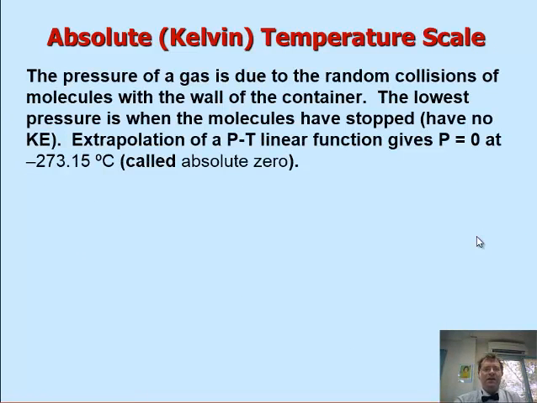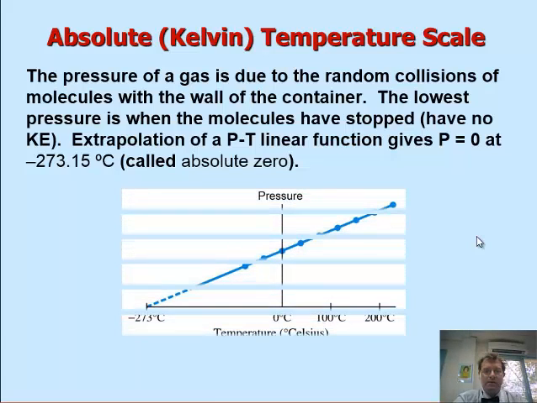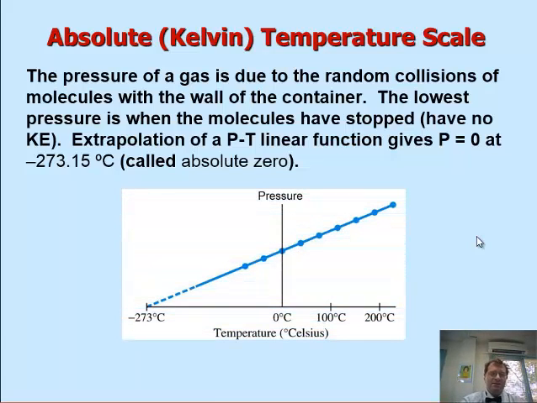Now this works from the fact that the pressure of gas is due to random collisions of molecules on the wall of the container. Okay, so they're bouncing around. Now that means that if we reduce the pressure to 0, we're also reducing the kinetic energy of the molecules. So that means they'll have no kinetic energy. And this is what's known as absolute zero. It's minus 273.15 degrees centigrade. Now, this is the value which temperature can't get any lower than.